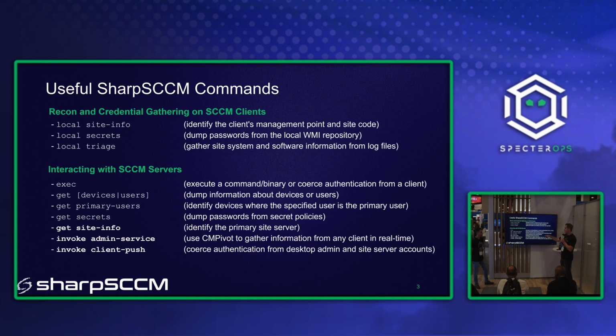But the three commands that we're going to talk most about today are the get site info command, which identifies the primary site server, which is really useful for site takeovers. The invoke admin service command, that allows you to run CM pivot queries across groups of endpoints. And the invoke client push command, which allows you to coerce authentication from the primary site server.